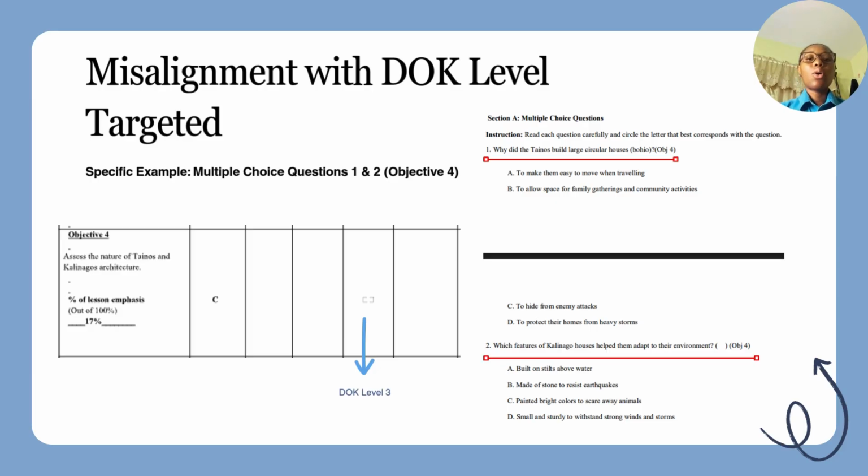Question 1 asks, why did the Tainos build large circular houses? And question 2 asks to identify a feature of the Kalinago house. These questions only require students to remember and recall a fact, not to assess or evaluate anything. There is a clear disconnect between the intended cognitive rigor on the TOS table and the actual task demanded of the student on the test.